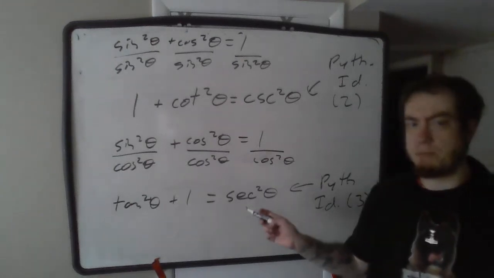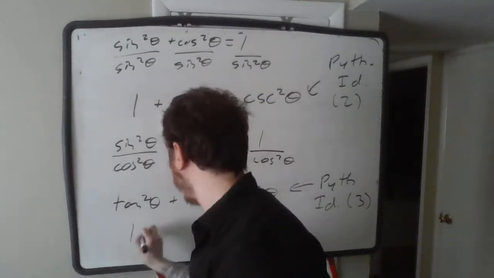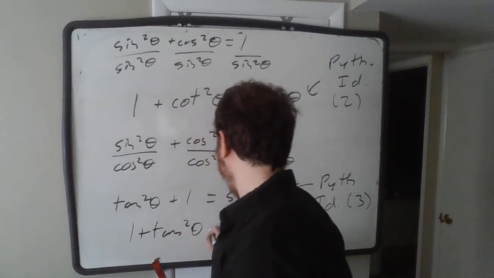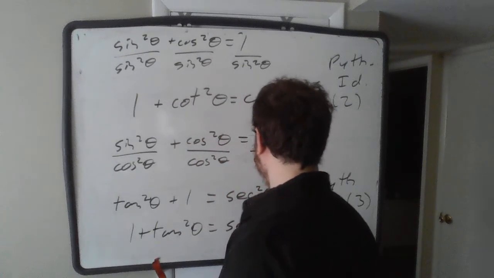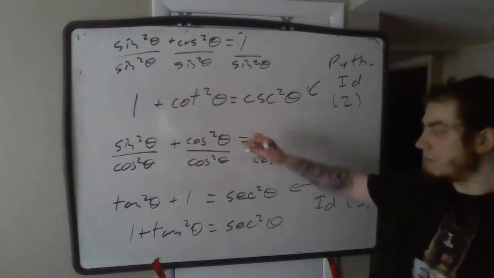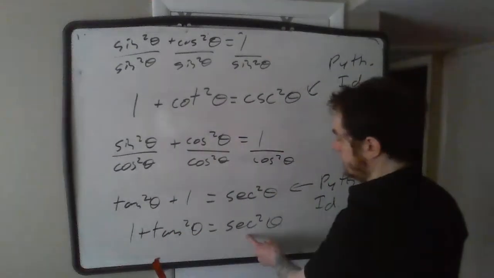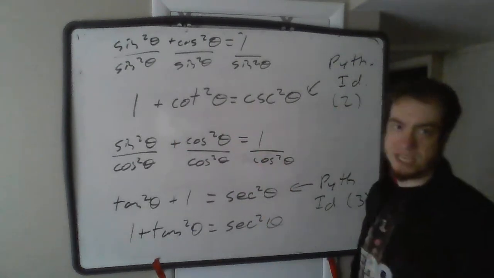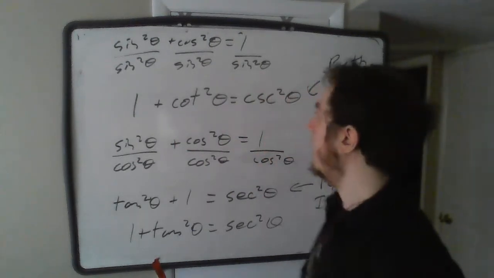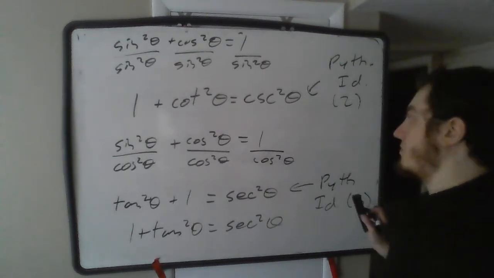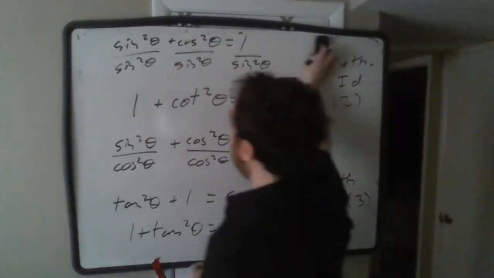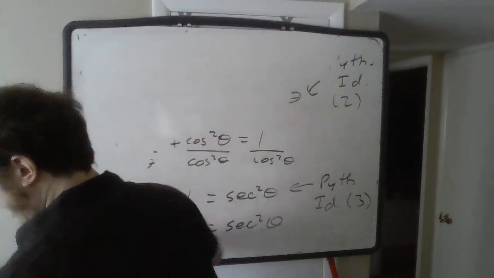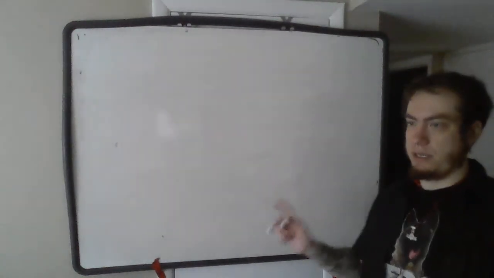So otherwise, these are basically the same thing, because I could rewrite this as 1 plus tan squared theta equals secant squared theta, and now they really look very similar, except that one of them is the regular tangent and secant, one of them is the cotangent and cosecant. So there we have 3 different forms of the Pythagorean identity. And then we have the even and odd identities, the behavior of the various trigonometric functions under the even and odd symmetries.